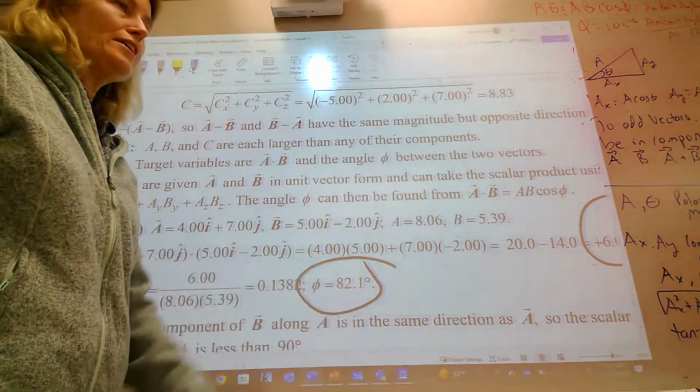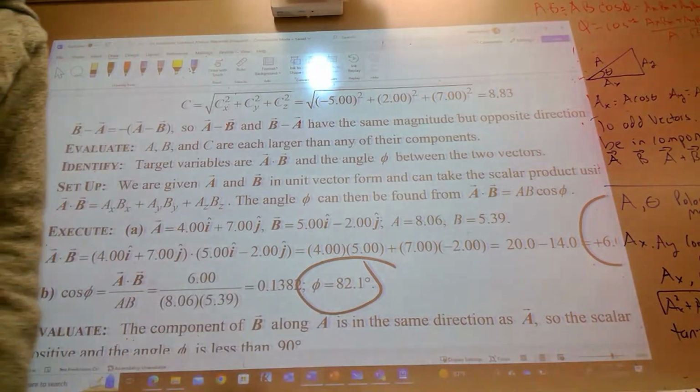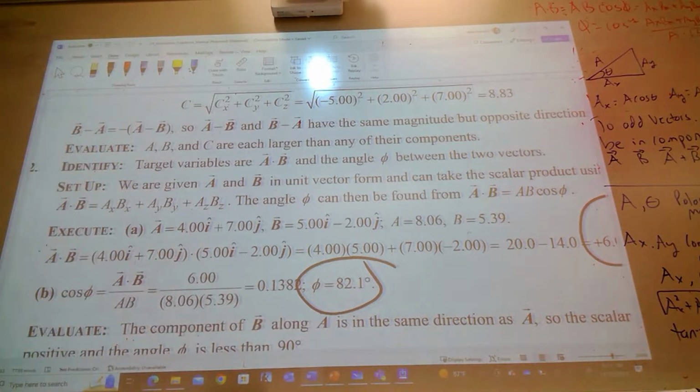Okay, so either way, you should get 82.1 degrees. So if you got the arctan, you would have subtracted them and gotten 82.1 as their difference. Then we had 145.